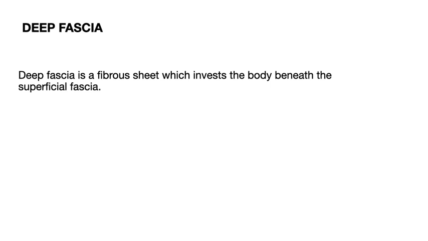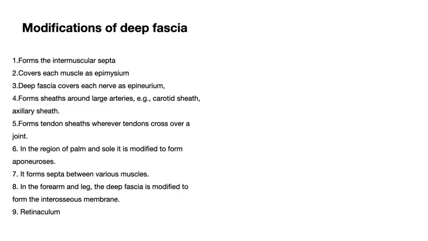It is usually tough. So for example, if you see in the lower limb, it is said that deep fascia is like a stocking and it is dividing the lower limb into a few compartments. So वो थोड़ा thick रहता है deep fascia. Deep fascia are modified, so let us see what are the modifications of deep fascia.